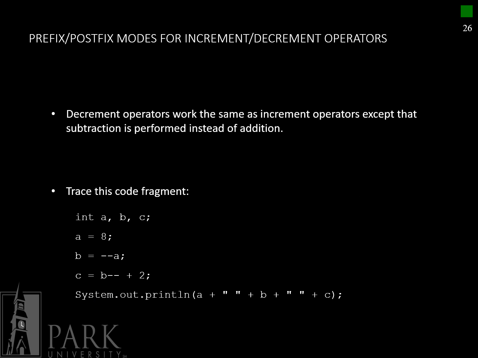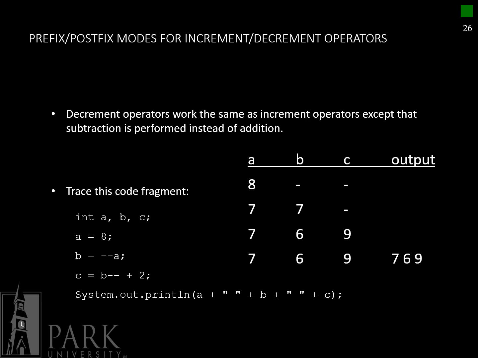Now, decrement operators work the same way, except that it's in reverse. So here we have a, b, and c. A is equal to 8. B is equal to minus a, so b is going to be equal to 7, right? And then c is going to be equal to 7 plus 2, which is going to be 9. But then b is going to be decremented, so b is going to be 6. So we're going to get 7, 6, 9. Hopefully that made sense.